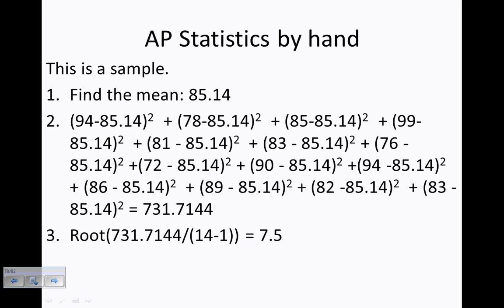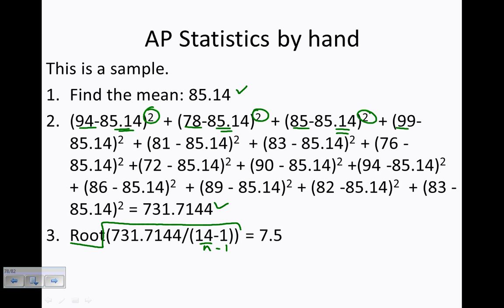Once I have that mean, what I want to do is take each individual score and subtract the mean and then square it. Add all of those up together and you get a total. Once you have the total, you're going to divide by n-1 and take the square root. And I got 7.5. The reason we did n-1 is because this is from a sample of my class.